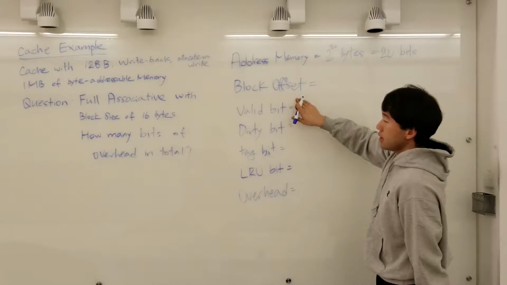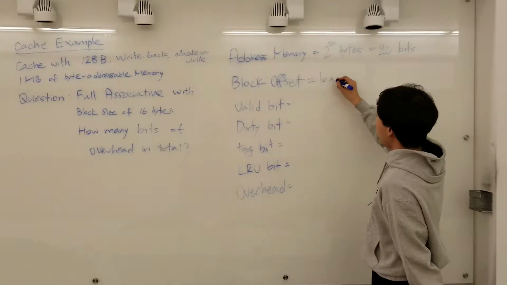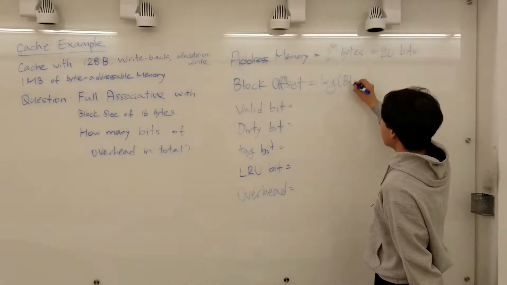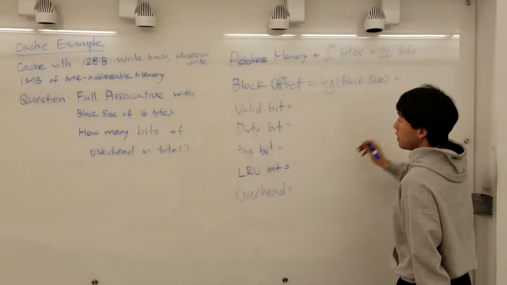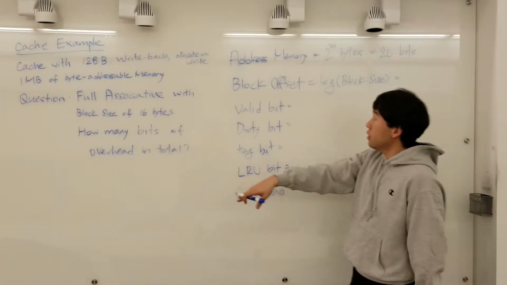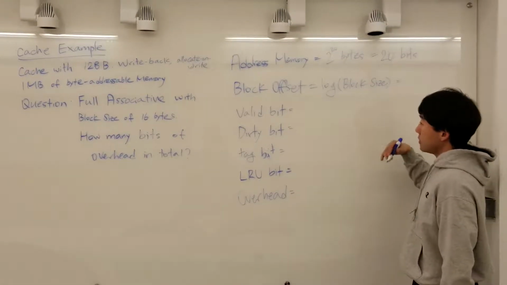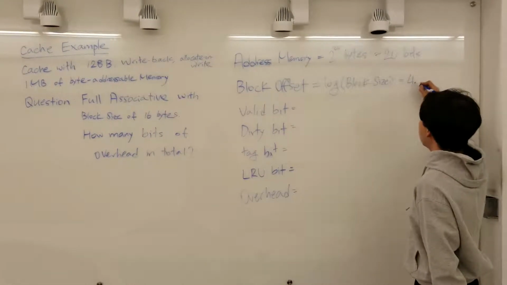And the block offset is equivalent to the log of the block size. And then in the question, the block size is given as 16 bytes. So the block offset will be the log of 16, which is 4 bits.